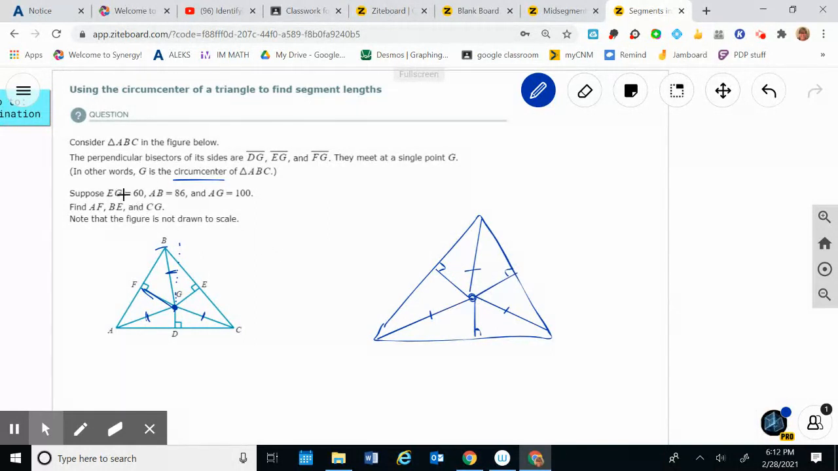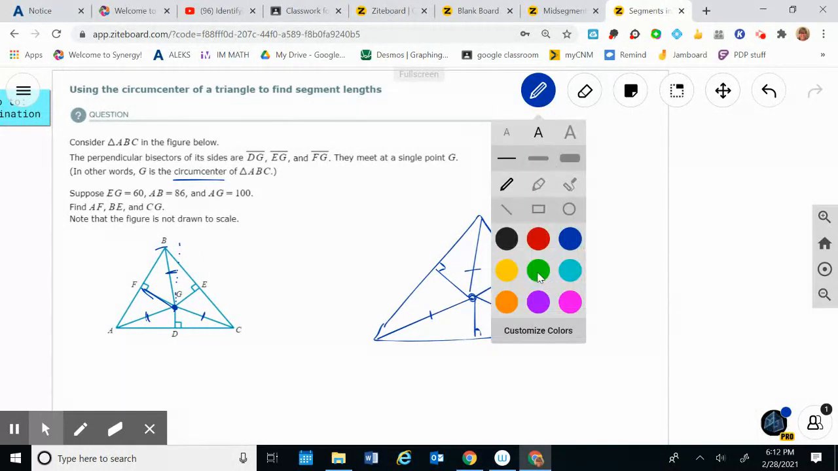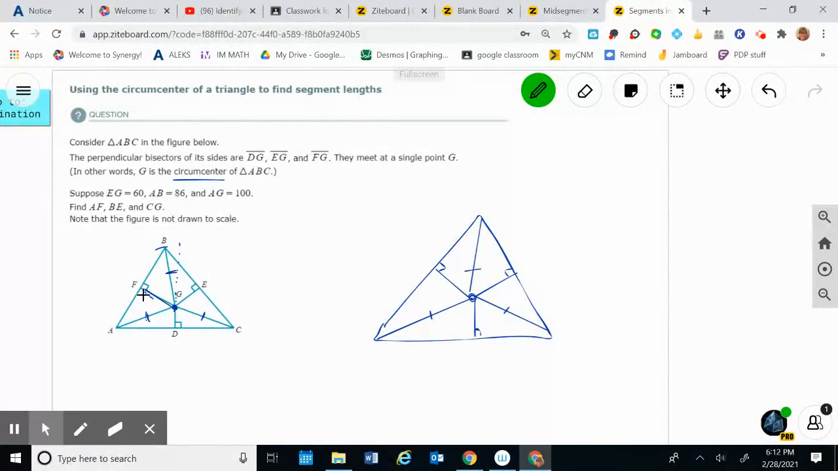And then what they're going to tell you is they're going to give you measurements. And that's what you want to write in there. So EG is 60. Boom, 60. AB, this big long thing. Okay, AB is 86. Not the little piece, the long piece, okay?